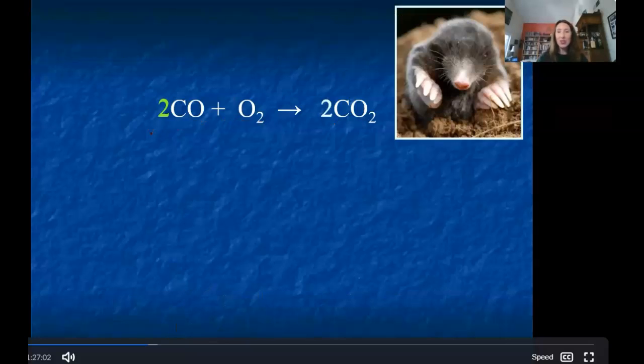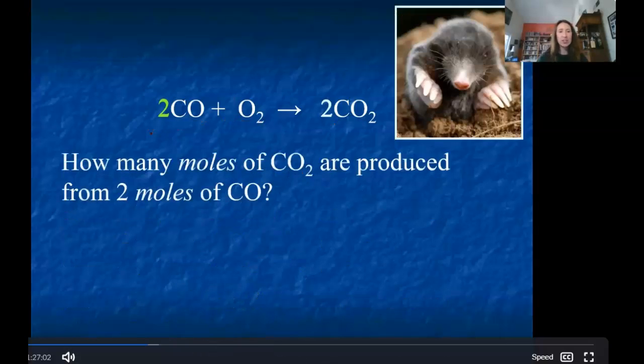Now, if we use moles, which you're going to see some great mole pictures now, how many moles of CO2 are produced from 2 moles of CO? Yeah, we do the exact same thing because now we're just talking about a mole, right? Now we're moving to a quantity we can actually measure and actually work with in our lab.